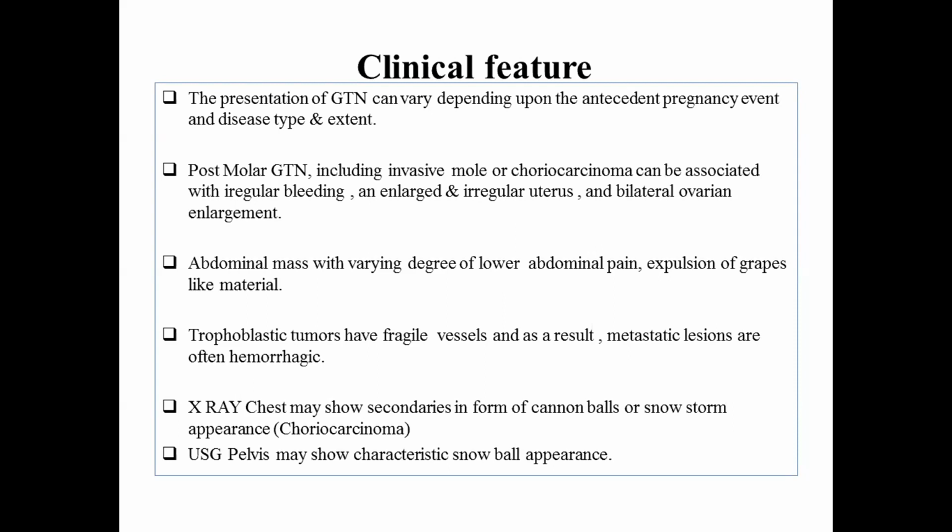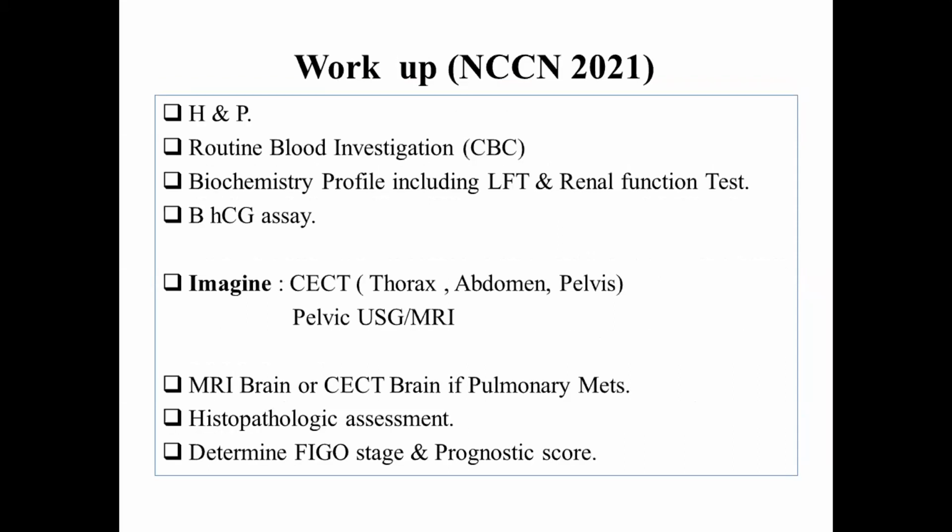X-ray chest may show secondaries in the form of cannonballs or snowstorm appearance, typically present in patients of choriocarcinoma. Not all, but to a fair extent. And the USG pelvis may show the characteristic snowball appearance. So these are all the things we have read before during our final MBBS or even during our NEET PG preparations. Now, how do we work up a patient of GTN?